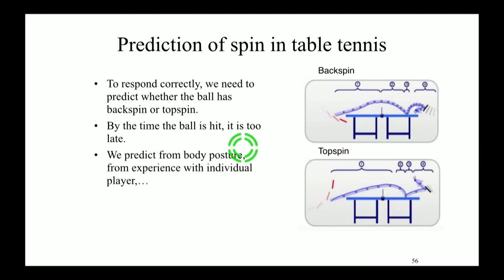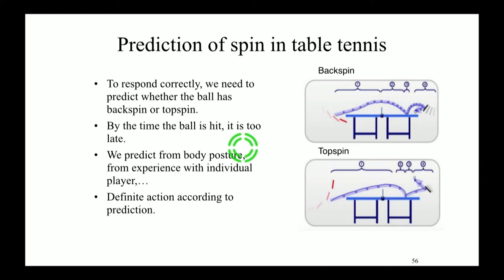So what we do is we predict from a variety of other information like body posture, experience with that particular adversary, just knowing what he did in the last few shots. So if he had backspin, backspin, we expect now topspin, right? We expect him to go to the other one. So all of this information comes into the player's head, and somehow he makes a prediction, okay, this is going to be a topspin or this is going to be a backspin.